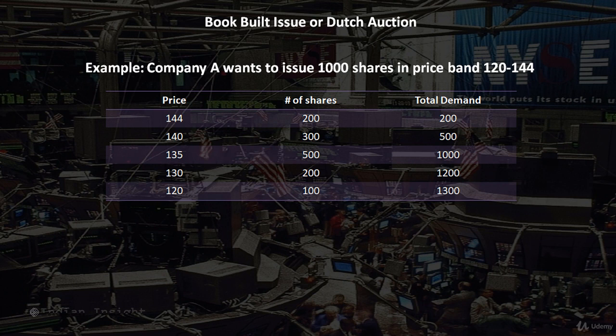Since 135 is the lowest bid price at which shares were allotted, this becomes the cutoff price. All investors who bid at this price or higher than this price are eligible for allotment.